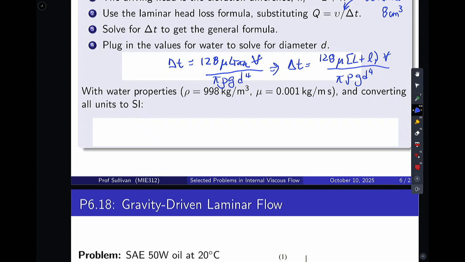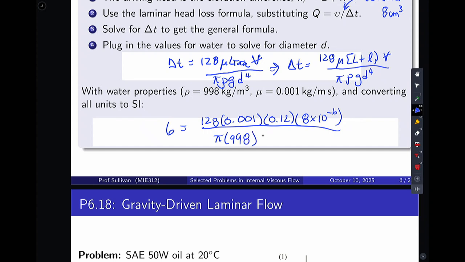I've got water density, all of that, and I end up with 6 seconds is equal to 128 times 0.001012 times 8 times 10 to the minus 6, all over pi times 998 times 9.81 times d to the fourth, times 0.12 plus 0.2, which yields d equal to 1.5 millimeters.